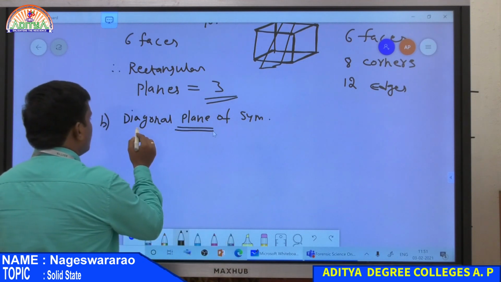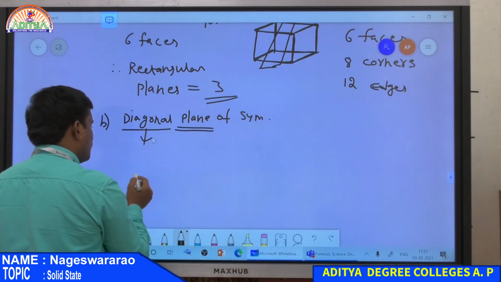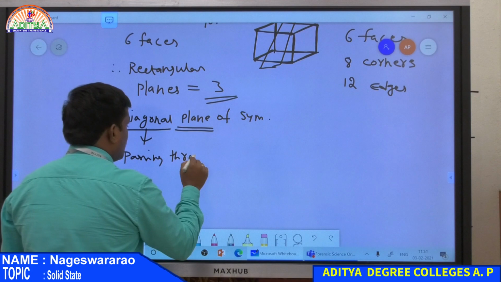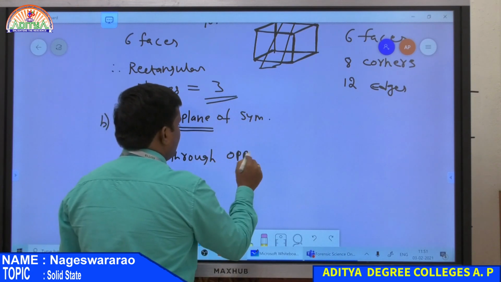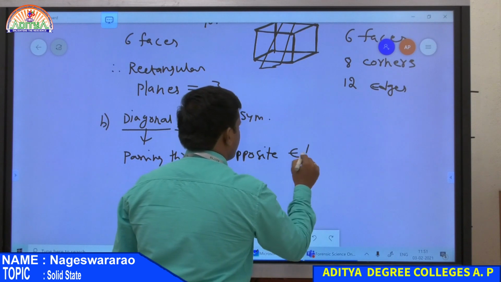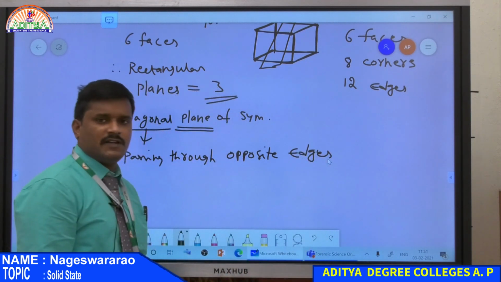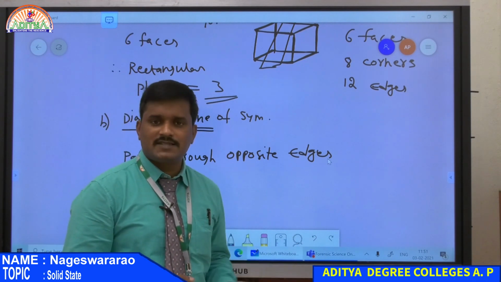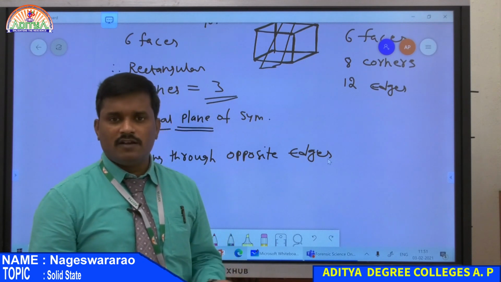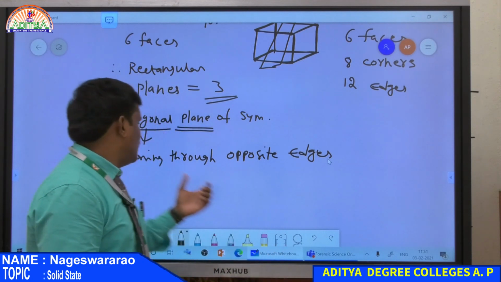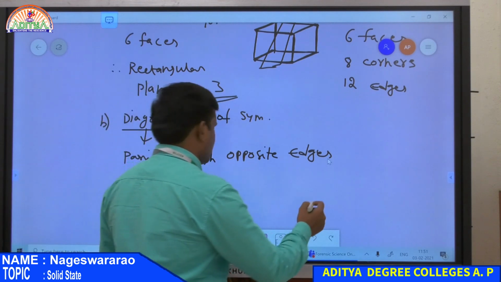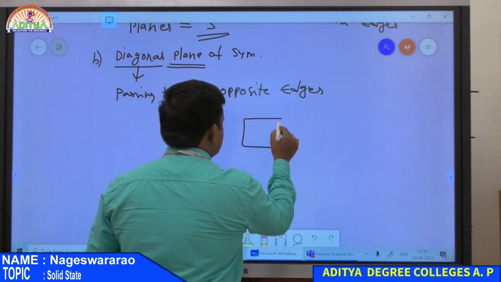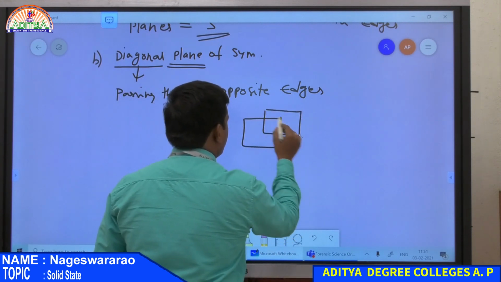And here diagonal. So a diagonal plane means it is a plane passing through opposite edges of a crystal. So in this case, again imagine a plane, that plane is passing through opposite edges of a crystal. If it cuts the crystal into 2 equal halves, then that plane is nothing but a diagonal plane. So again consider the crystal structure. So this is again a cubic crystal, that means all the lengths of the faces are equal.